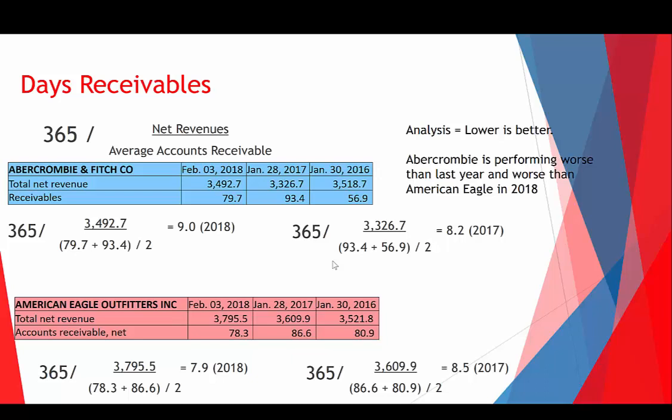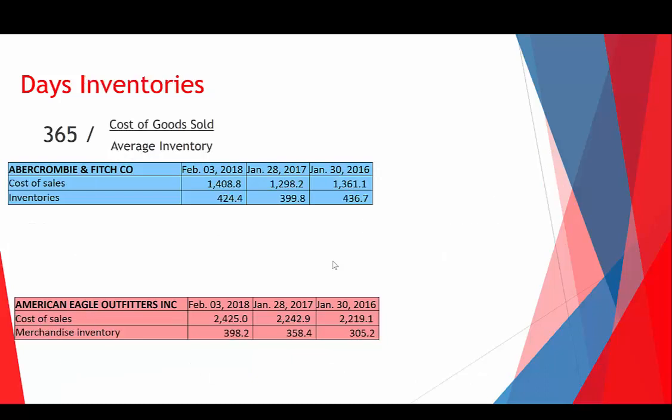Similar, and probably a bigger one, is the days inventory side of things. The concept here is the same. It's 365 divided by turnover, but in this situation it's inventory turnover, not receivables turnover. So we've got cost of goods sold in our numerator, average inventory in our denominator. That gives us our inventory turnover: how many times during the year do we sell our inventory? And again, 365 divided by that tells us how many days on average it takes us to sell our inventory.